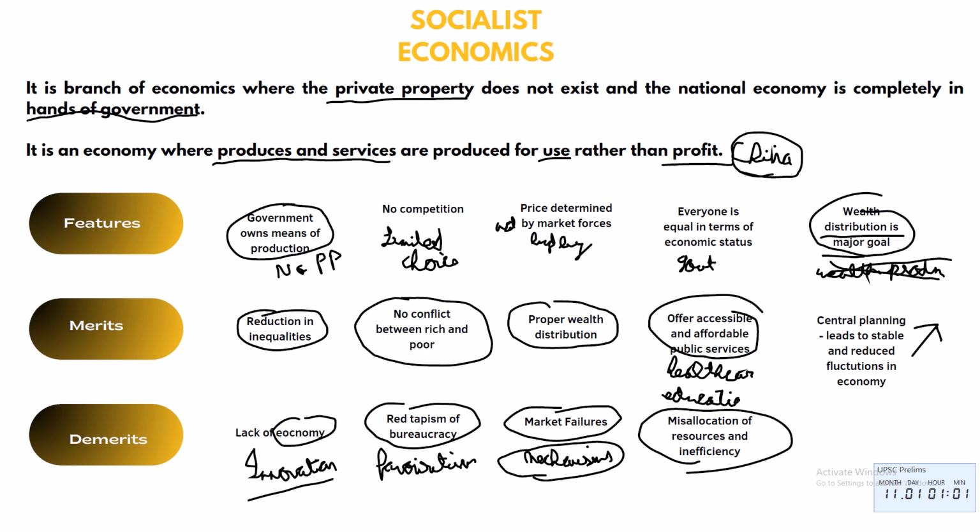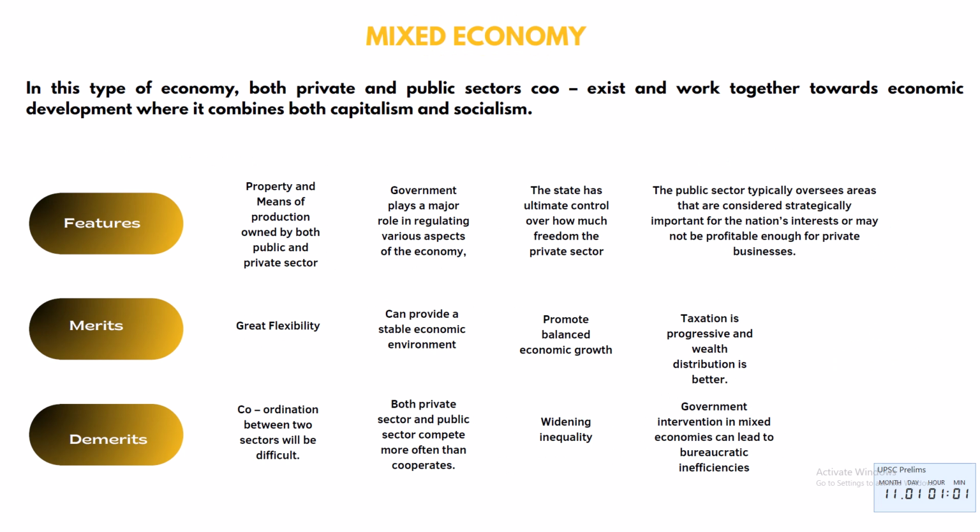So hope you guys understood the difference in socialist economics. Now let's look into the mixed economy. In this type of economy, both private and public sectors coexist and work together towards economic development, where it combines both capitalism and socialism. A good example, as you all know, India is an example, Japan is an example for mixed economy. Now, what are the features?